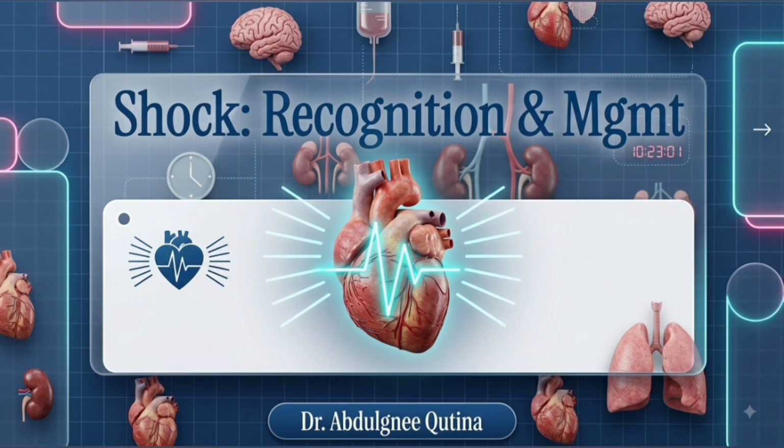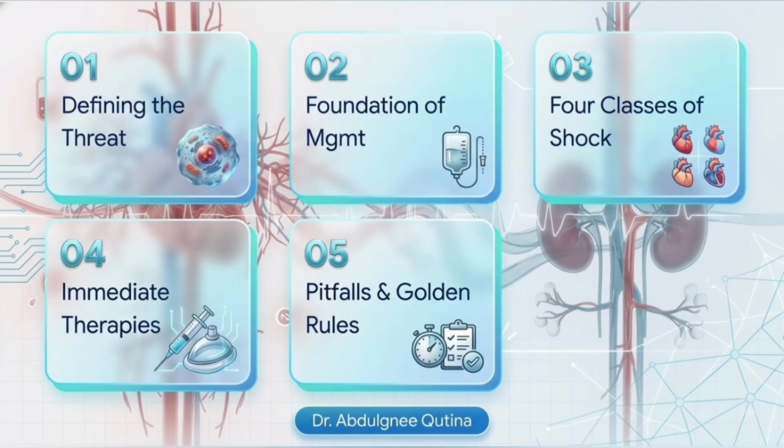In this critical care explainer, we're going to build your cognitive framework for rapidly recognizing and managing shock, armed with the absolute latest 2025 guidelines. Here is our roadmap for today. 1. Defining the threat. 2. The foundation of management. 3. The 4 classes of shock. 4. Immediate targeted therapies. And 5. Common pitfalls and golden rules.